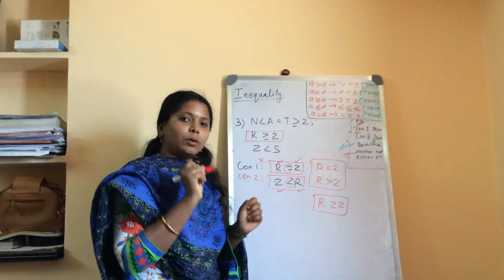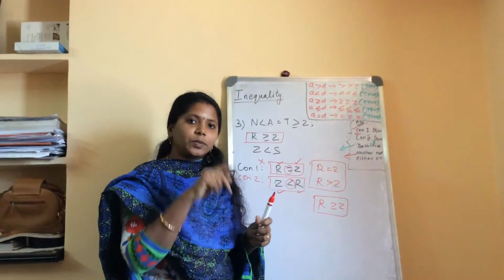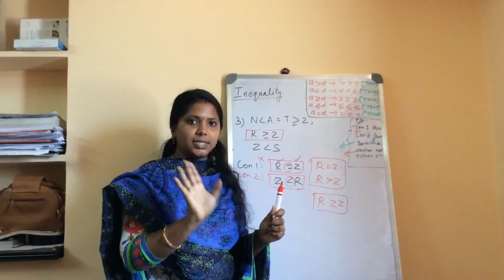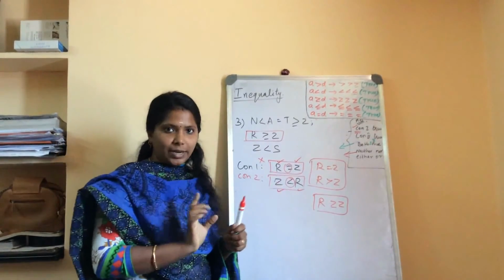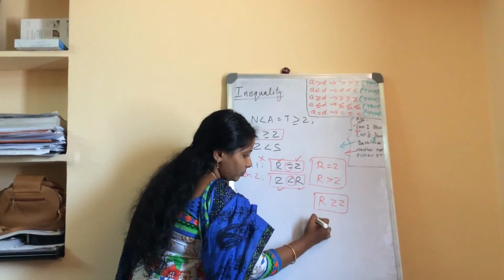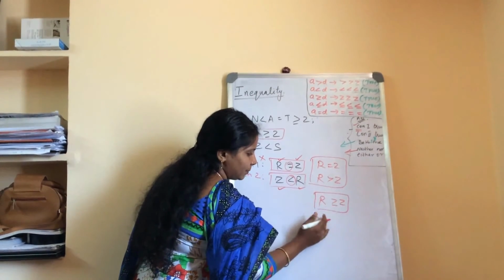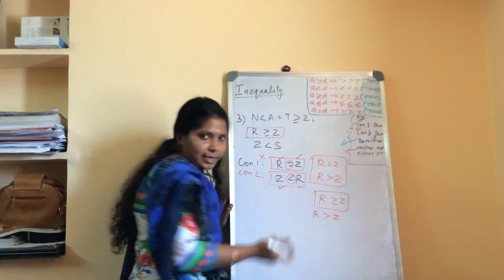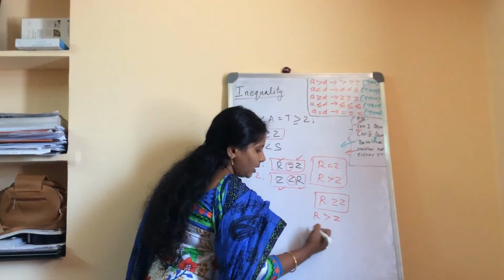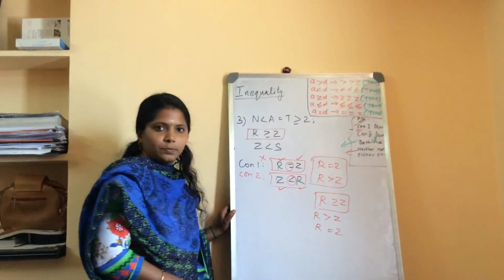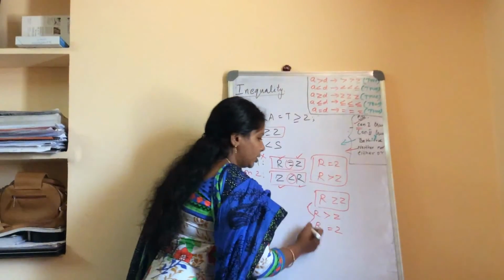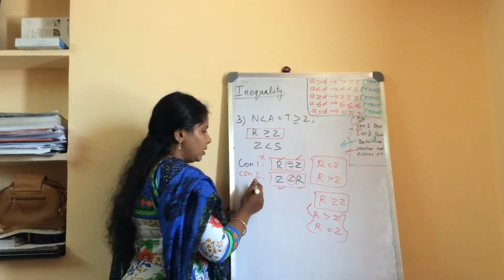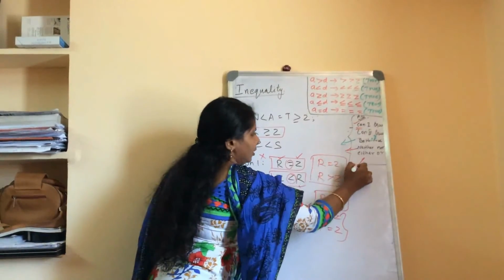So what is either or? Either conclusion 1 will be true or 2 will be true. That is what the statement concludes, right? So in this particular statement, we can write either R will be greater than Z or R will be equal to Z. Correct? So for this particular sum and this particular conclusion, the answer will be either or.